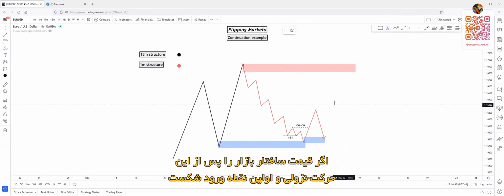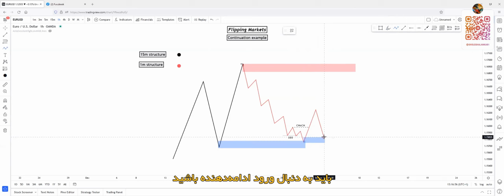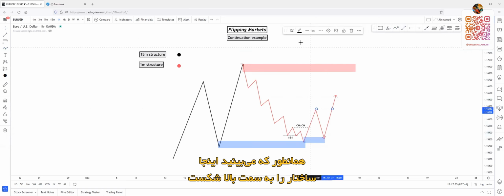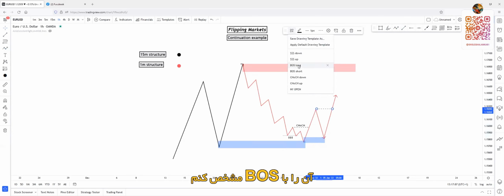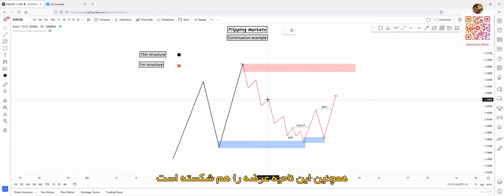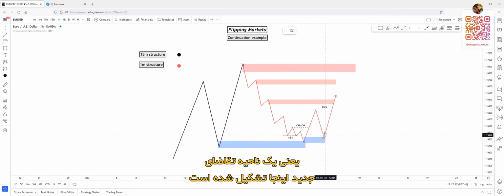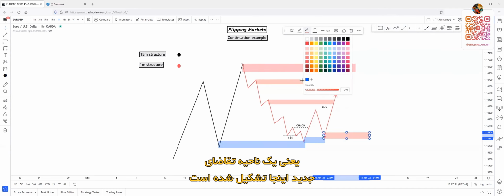And if price breaks structure to the upside after this downside movement and the first perfect entry, you can look for a scaling trade in the form of a continuation. So let's say price breaks structure to the upside again. As you can see, it broke structure here to the upside. So I will just mark it with BOS long. It also broke this supply zone here and didn't tap into this supply zone. So this means a new demand zone right here will be formed. So you have this demand zone right here.